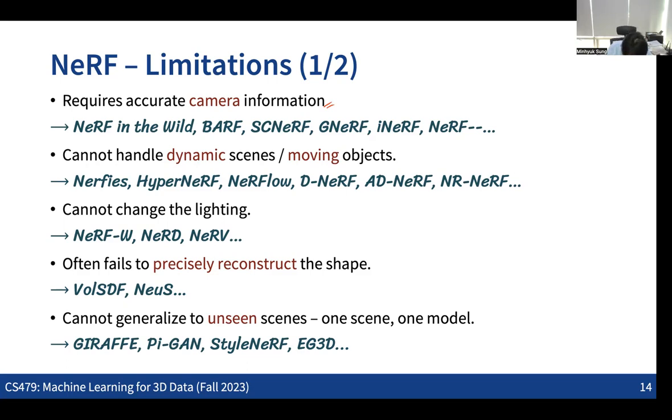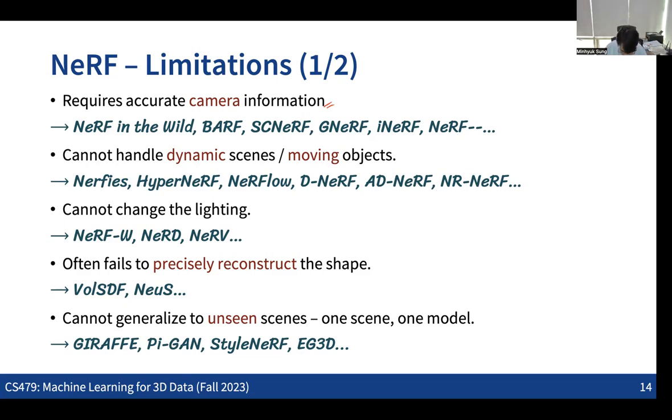And also, NeRF only works for static scenes. So if we have moving objects or dynamic scenes, the vanilla NeRF architecture cannot handle these cases.